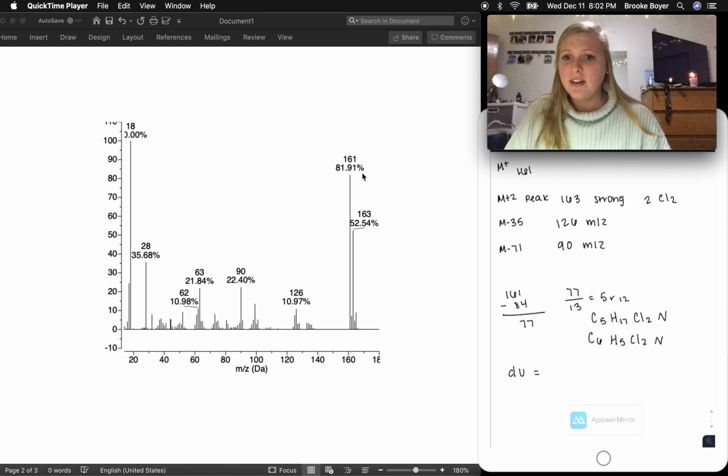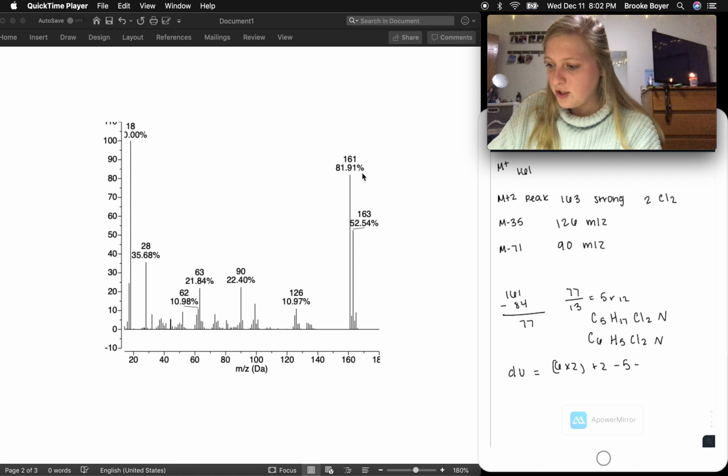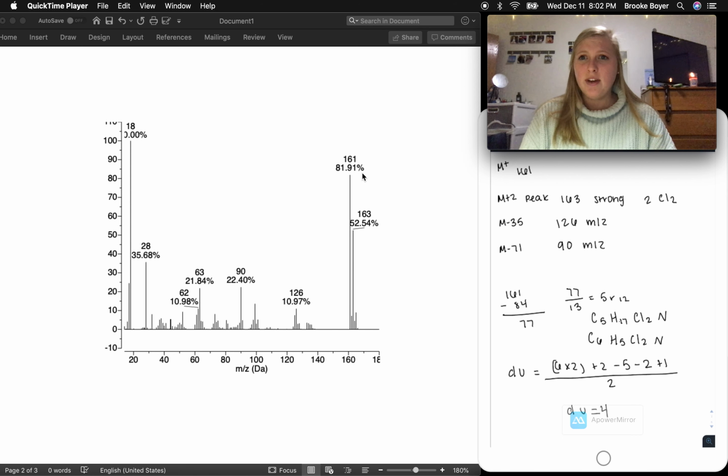And from here, we are going to find our degrees of unsaturation. Basically, the degree of unsaturation is the number of carbons, which is 6, times 2, plus 2, minus the number of hydrogens, which is 5, minus the number of halogens, which is 2, plus the number of nitrogens, which is 1. And then we divide that by 2, so our DU would be 4. That means we have either 4 double bonds and/or rings.